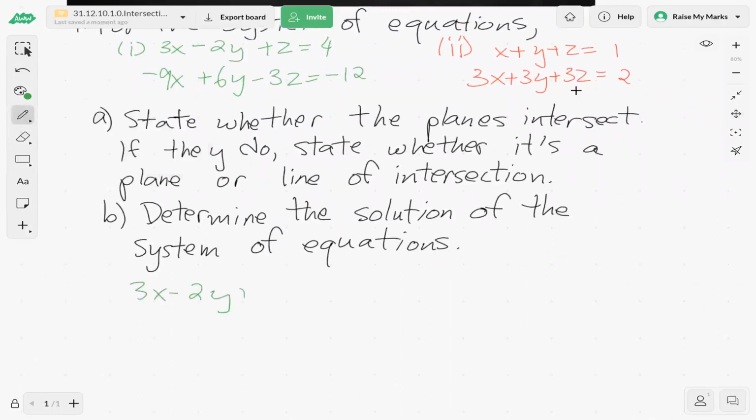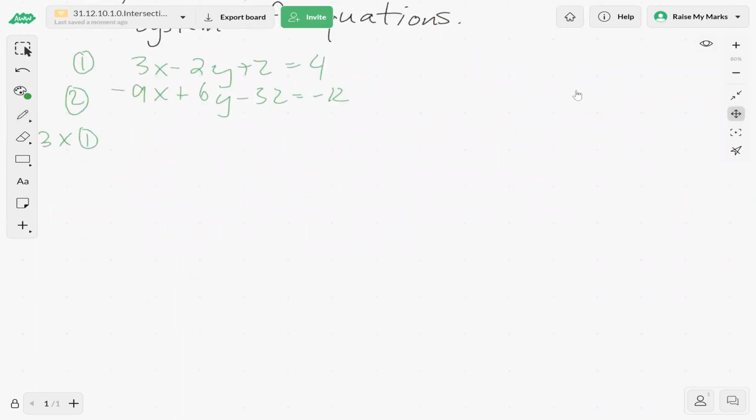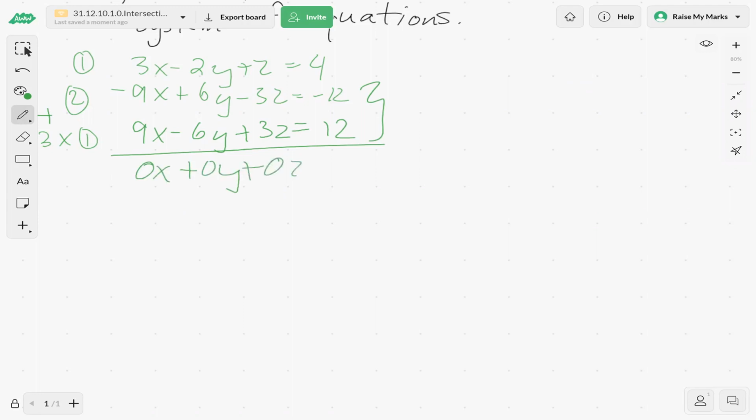3x minus 2y plus z equals 4, and 9x plus 6y minus 3z equals negative 12. So let's label them 1 and 2. Let's do 3 times our first plane, our first equation, and see what we get. We get 9x minus 6y plus 3z equals 12. Now we're going to add plane 2 and 3 times plane 1. So what do we get? We get 0x plus 0y plus 0z equals 0.